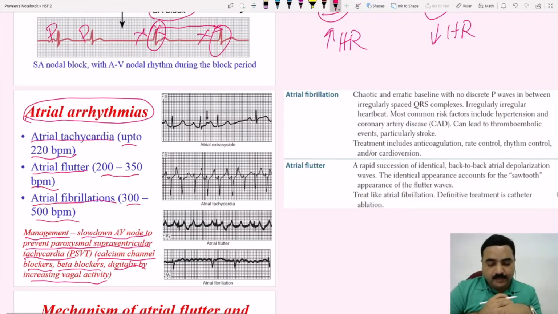So you can see the major things that you need to understand, like either you can get a simple extra systole, an atrial systole, just like an additional P wave.